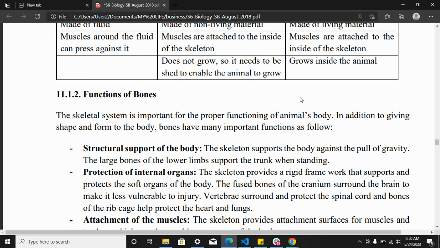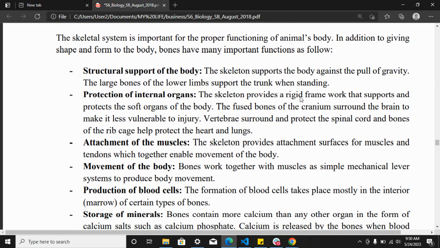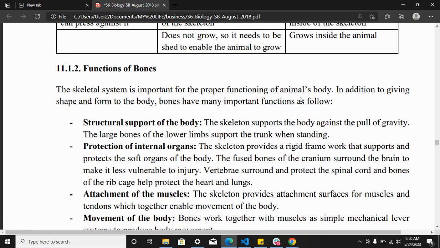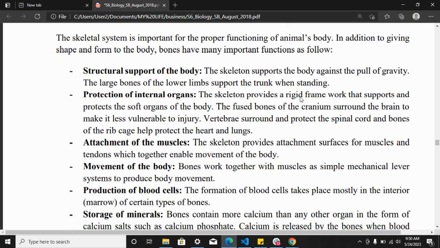So let's go on noneho turebe what are the functions of bones. Bones zifite uwuhe mumaro? Simply tumuravuga ati state cyangwa se elaborate, mention, sibyo, mention the functions of the bones. So the skeletal system is important for the proper functioning of animals' body. In addition to giving shape and form of the body, bones zifite many following functions.